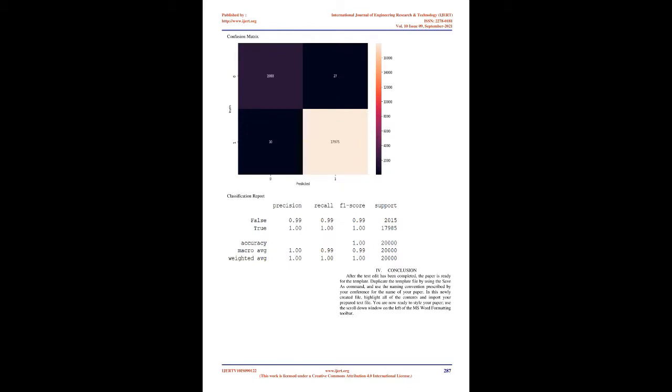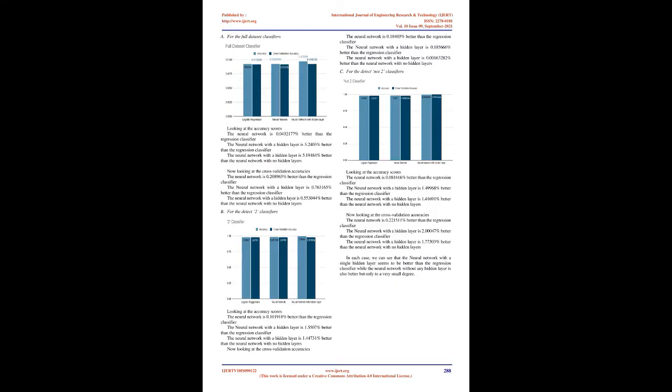Conclusion. After the text edit has been completed, the paper is ready for the template. Duplicate the template file by using the Save As command, and use the naming convention prescribed by your conference for the name of your paper. In this newly created file, highlight all of the contents and import your prepared text file. You are now ready to style your paper. Use the scroll down window on the left of the MS Word formatting toolbar.